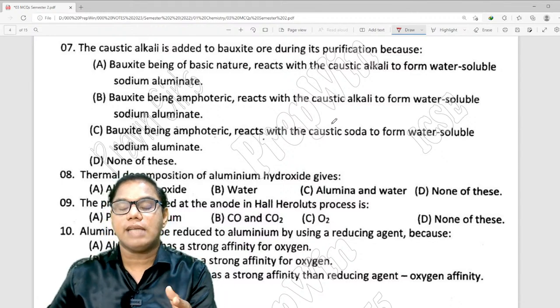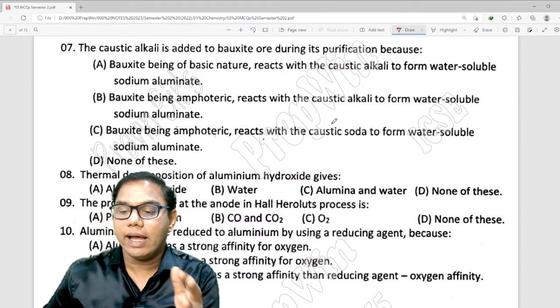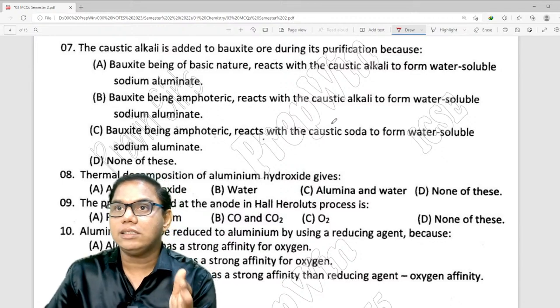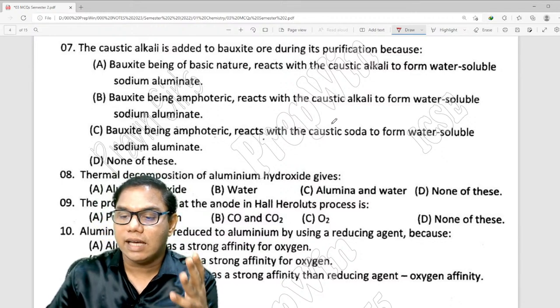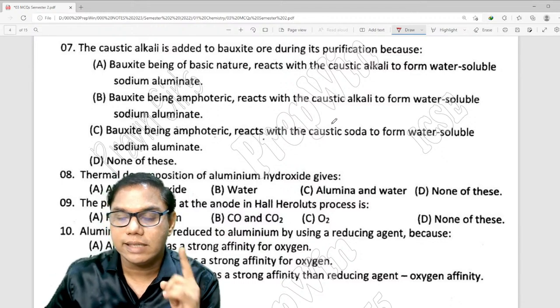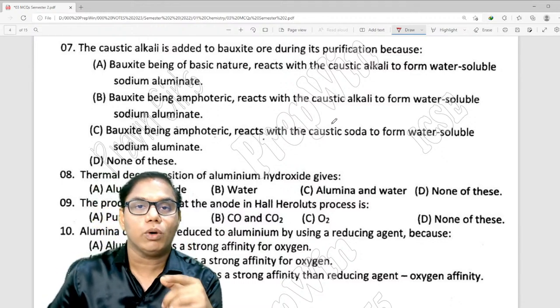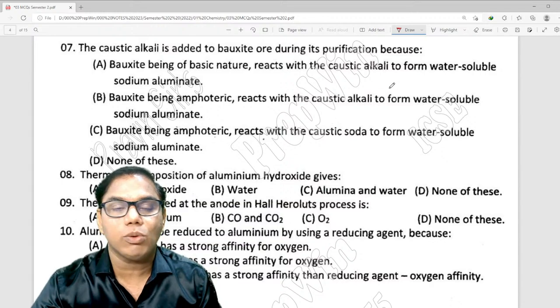Yes, now students have verified your answer. Okay, they are changing their answer. They are saying yes sir, 6A. Yes sir, 6A. They have gone through their textbook. Okay, they have found out. So that's what I was saying.